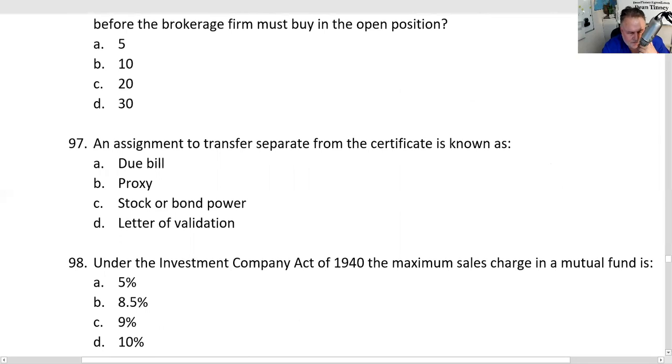Assignment to transfer, separate from the certificate. I said, well, don't send me a fully negotiable stock certificate in the mail, please. No. Signed a stock power or bond power. And when I get that in the envelope, I'll staple it. And so this is assignment to transfer, separate from the certificate.